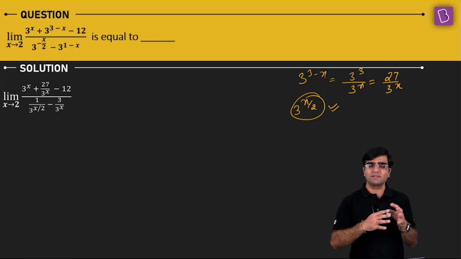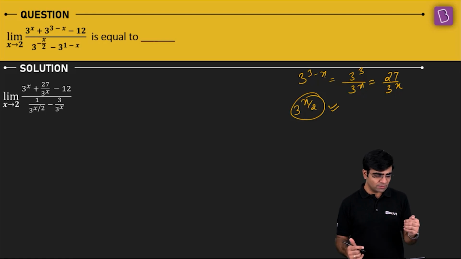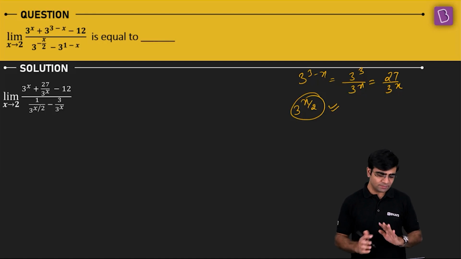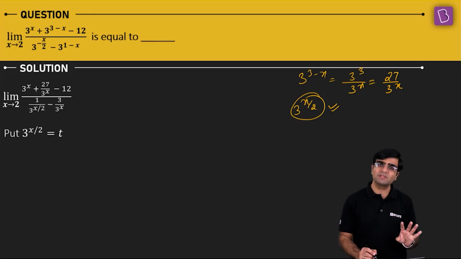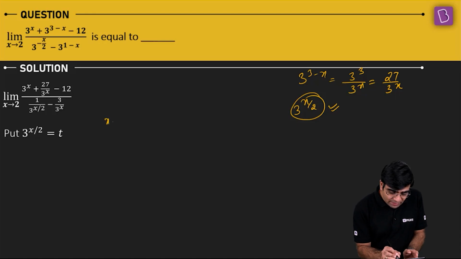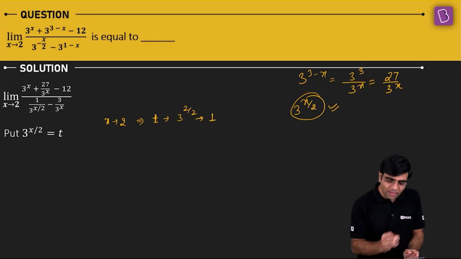So initially I have just written it in the most simplified format. So we got 3 power x plus 27 by 3 raised to x minus 12 whole divided by 3 raised to minus x by 2, that is 1 upon 3 raised to x by 2, and minus of 3 by 3 raised to x. Okay, sorted. Now, as I can say that 3 raised to x by 2 was occurring multiple times, I'll be assuming this 3 raised to x by 2 as t. But since when x tending to 2, it implies that t will be tending to 3 raised to 2 by 2, which is nothing but 1.